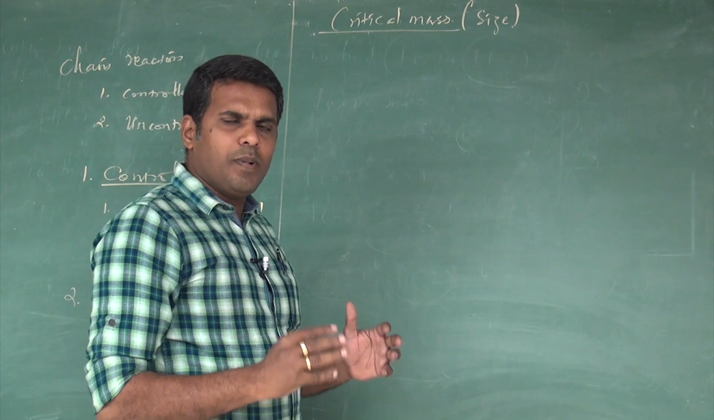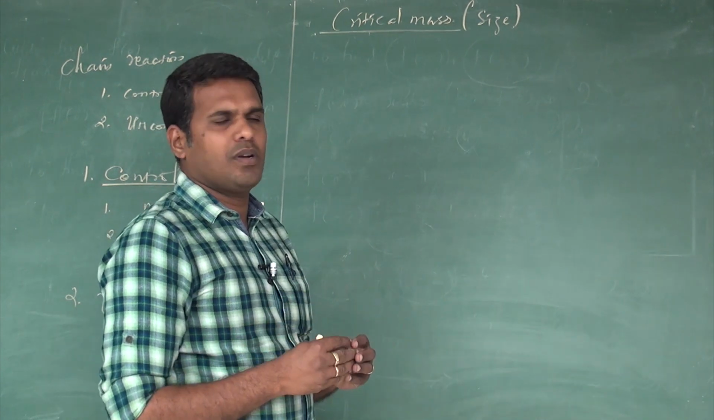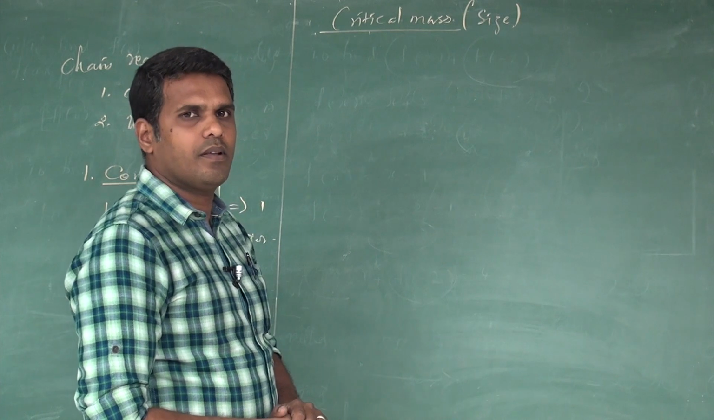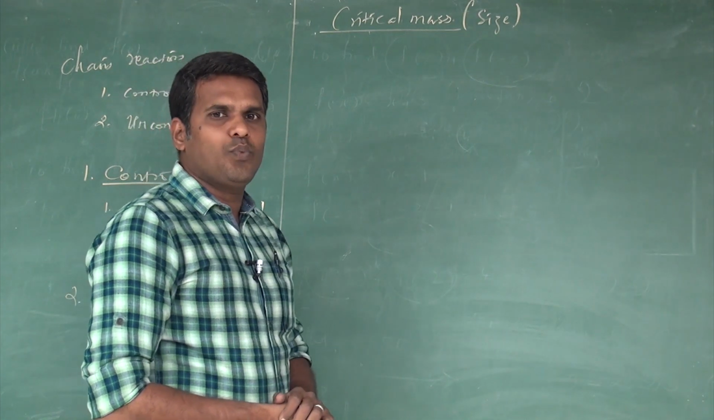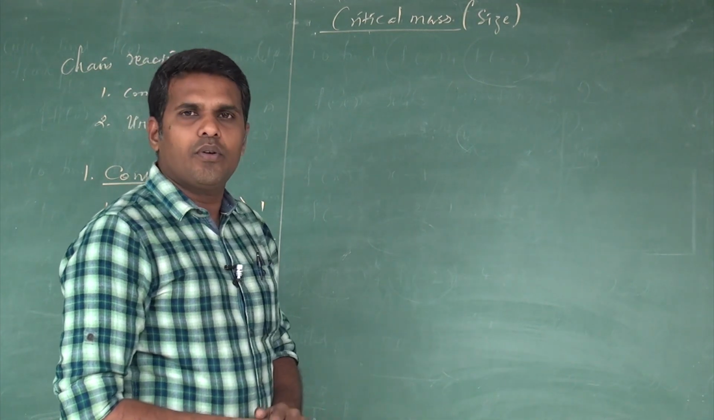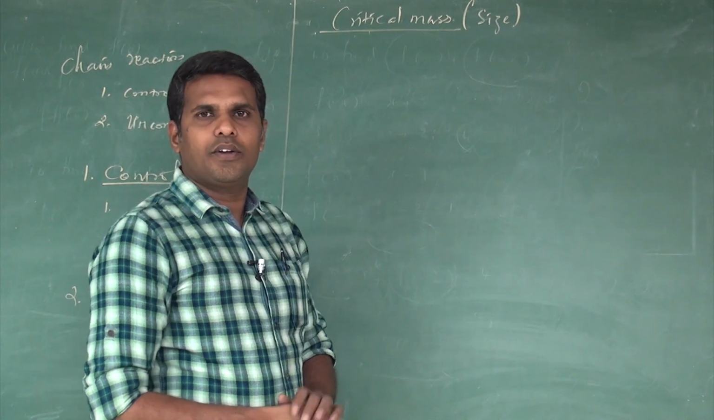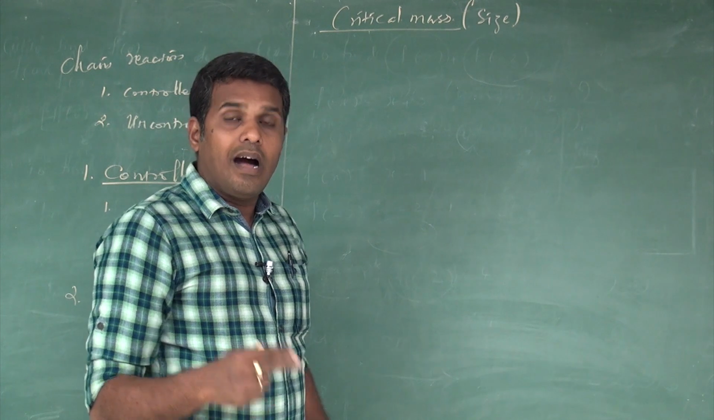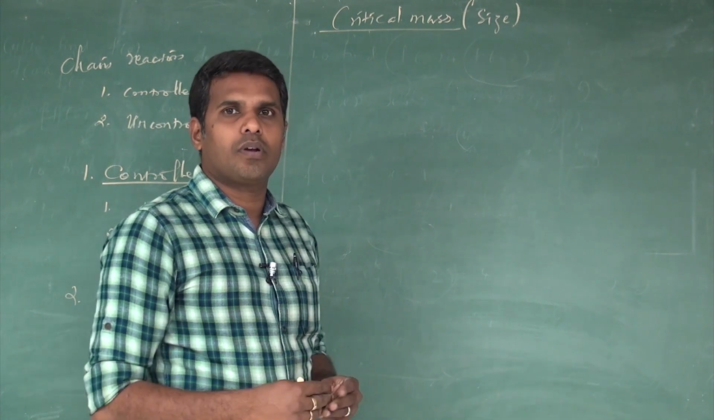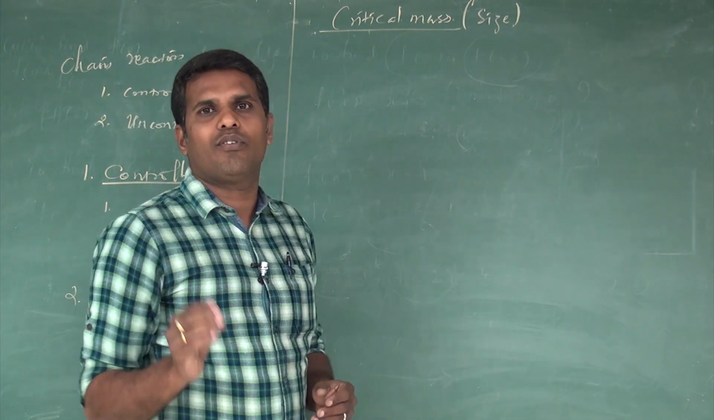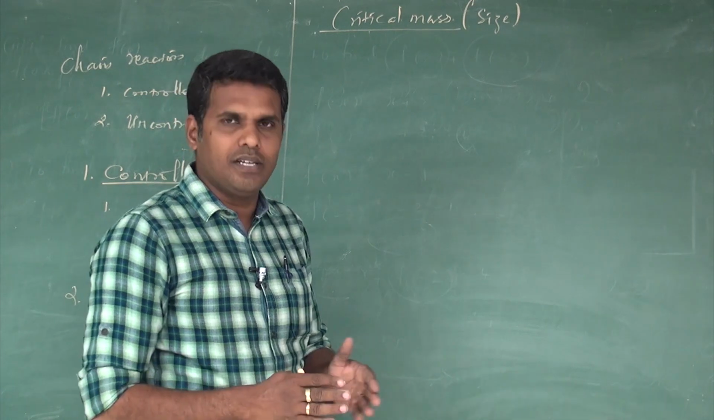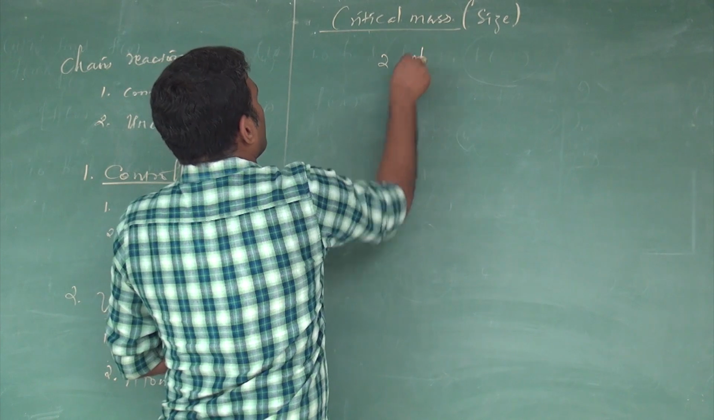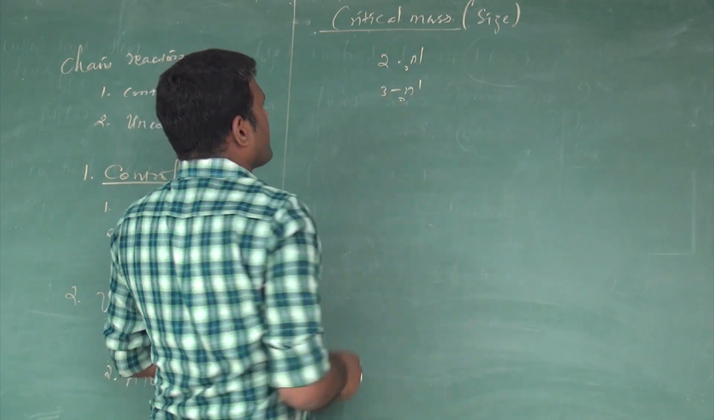The mass corresponding to a critical size is called critical mass. What is meant by critical size or critical mass? As we saw, in a nuclear fission reaction, either a 2 neutron or 3 neutron fission will take place. On average, you will get 2.5 neutrons. That doesn't mean that 2.5 neutrons will be released. It means either you will get a 2 neutron fission or a 3 neutron fission.